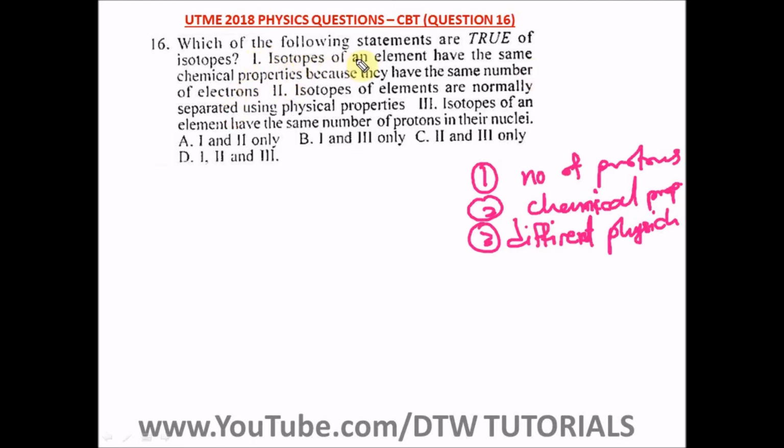The question says, which of the following statements are true of isotopes? Now, the first one says isotopes of an element have the same chemical properties because they have the same number of electrons. No. The second point says isotopes of elements are normally separated using physical properties. Yes. And the third point says isotopes of an element have the same number of protons in their nuclei. Yes. So these are the two correct statements.